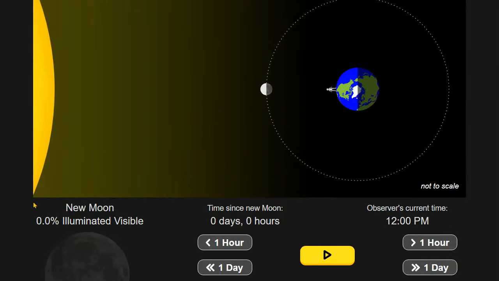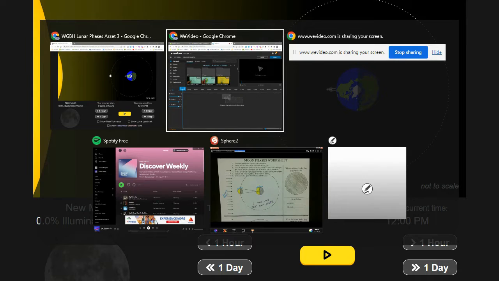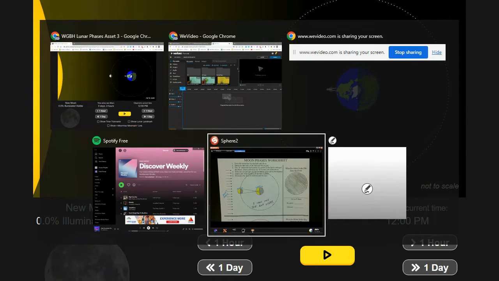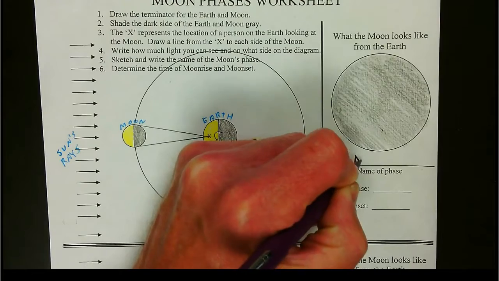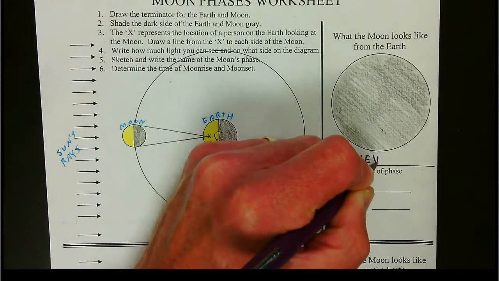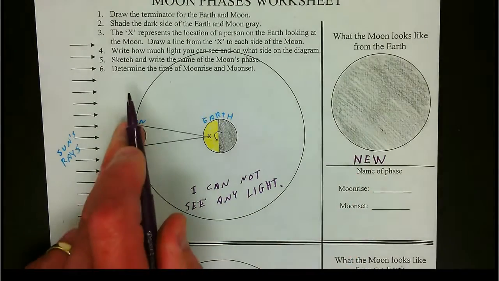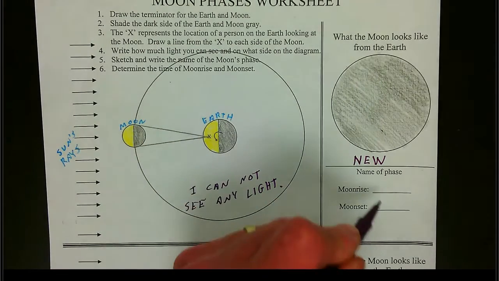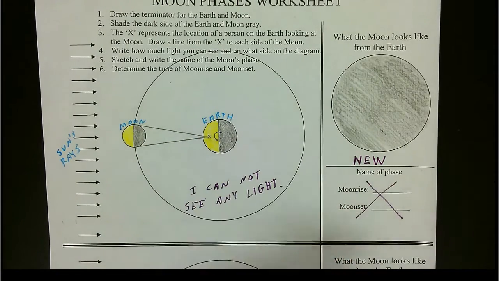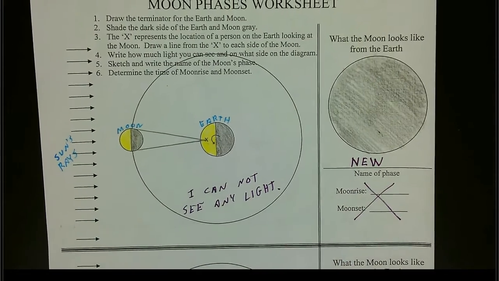We can see that this is called a new moon phase. Question 6 is determine the time of moonrise and moonset. We don't need to do that right now since we can't see the moon, but we'll visit that in the next diagram.